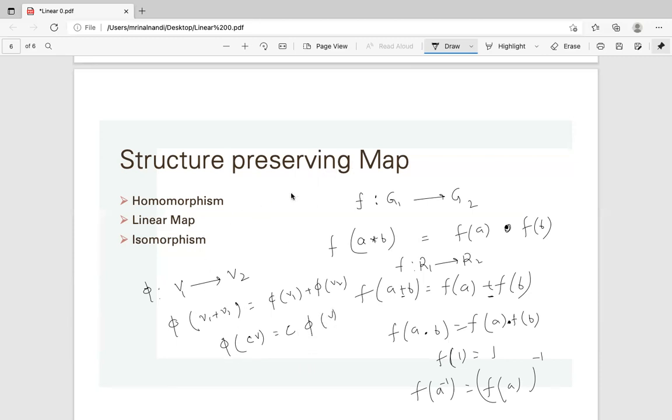Actually, it is a structure preserving map, and sometimes it is called a homomorphism. Homomorphism means any structure preserving map under a group or field or vector space. It is a linear map for a vector space, and an isomorphism is a bijective homomorphism. That means the two structures are basically equivalent. Everything is the same, just the name is different. So stop here now.